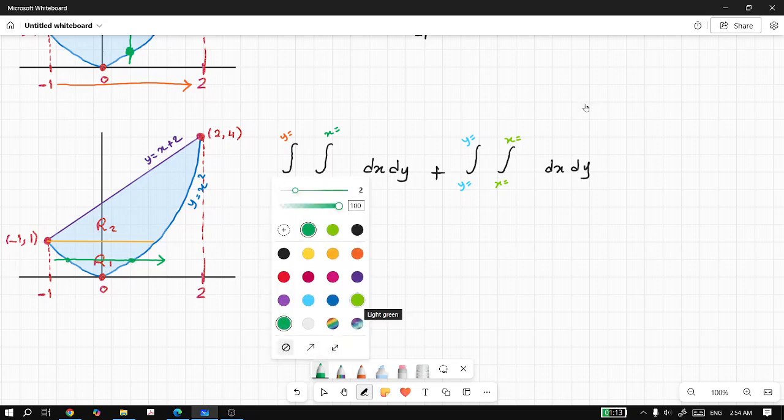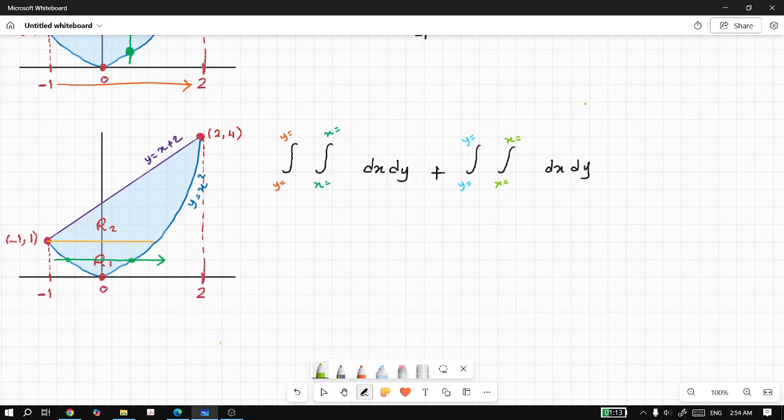But as we said, when we are drawing horizontal or vertical lines, that horizontal line must enter and leave in the same place.